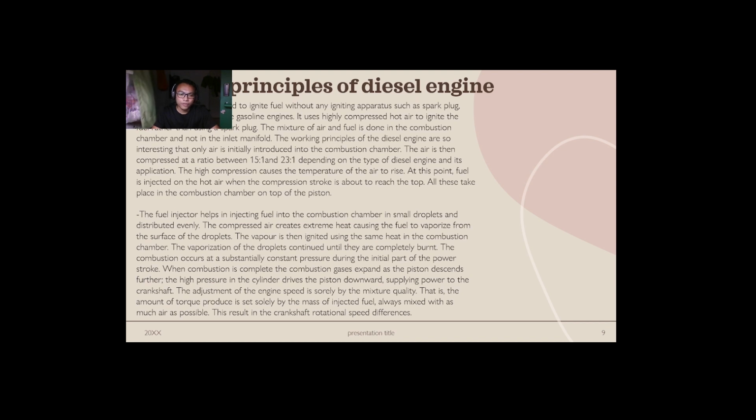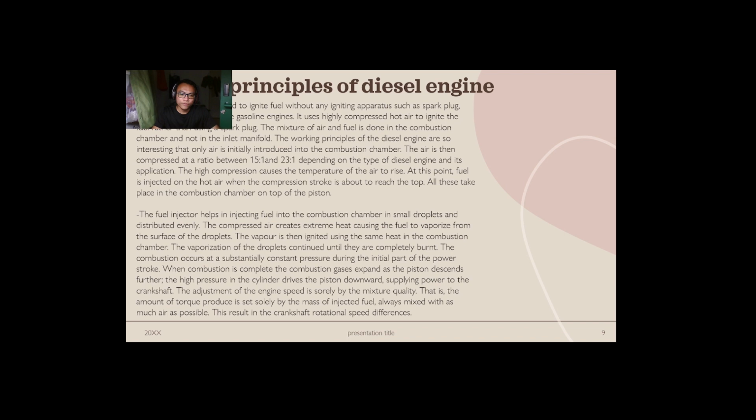The combustion occurs at a substantially constant pressure during the initial part of the power stroke. When the combustion is complete, the combustion gases expand as the piston descends further. The high pressure in the cylinder drives the piston downward, supplying power to the crankshaft.